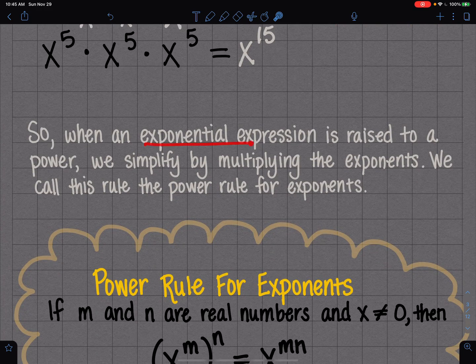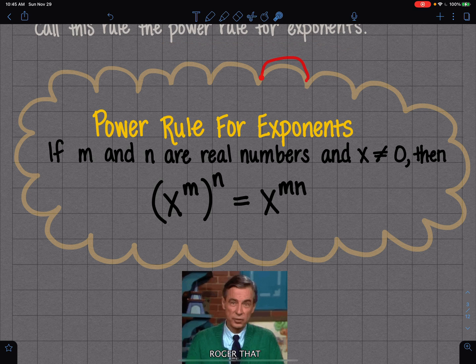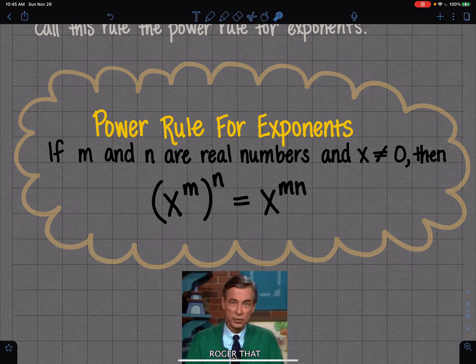So when an exponential expression is raised to a power, we simplify by multiplying the exponents. And we call this the parfait rule. So this is in a thought cloud. So you have to know the parfait rule. You got to know it. It's got to be burned into your brain. It's got to be dripping off your tongue. The parfait rule.